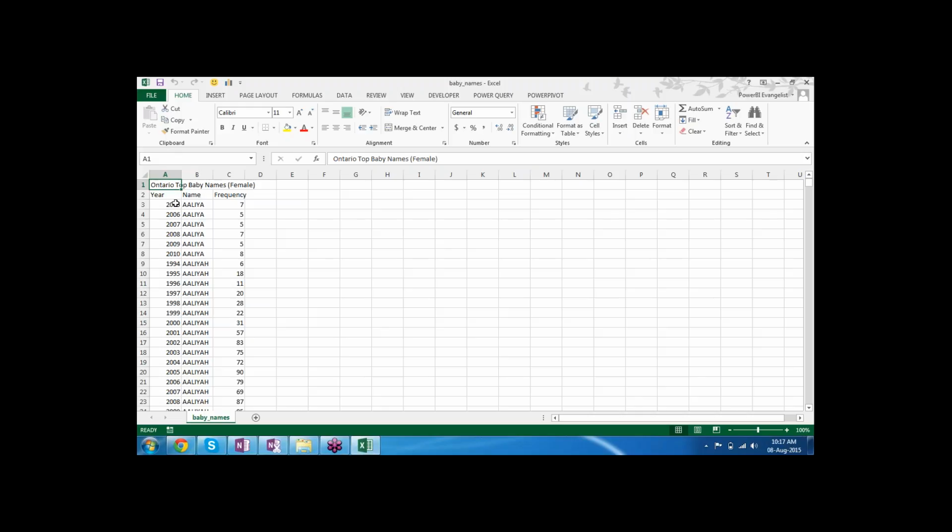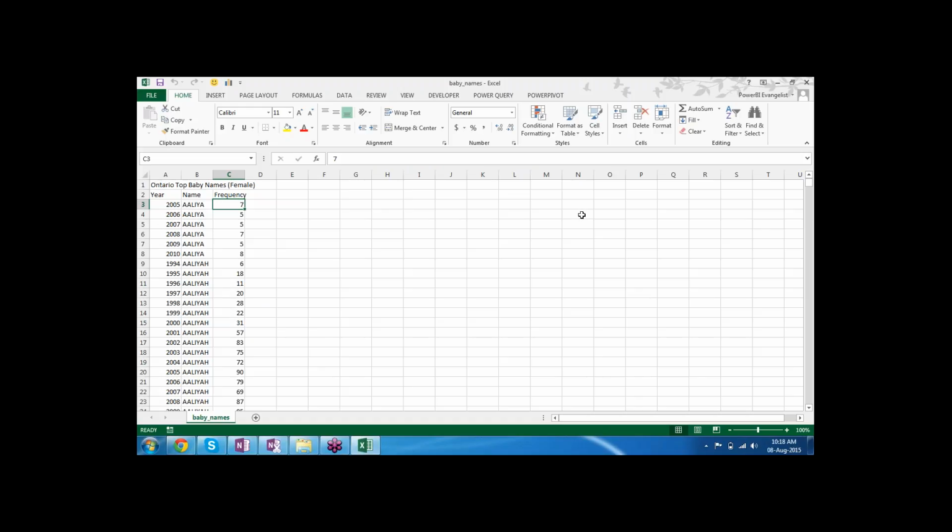If you look into one of the rows, suppose this particular row, it means that in the year 2005, the name Alia was chosen by 7 parents. This is what it means actually: the frequency, the name, and the year. These three things are there. Now we want to do some analysis and find some interesting trend.